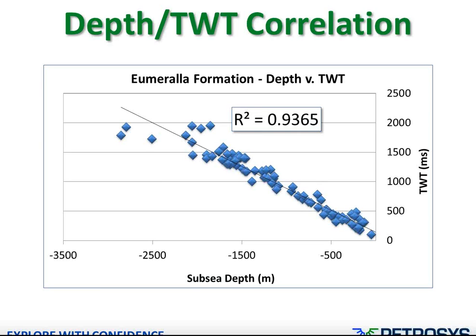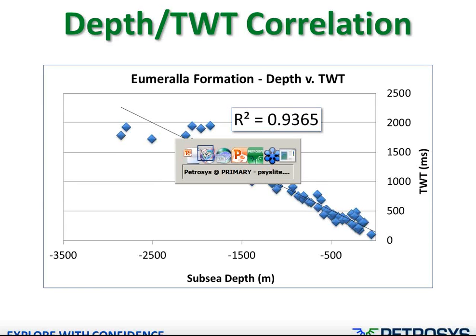So what I've done to generate this graph that you're now looking at is I've taken that two-way time grid and I've back interpolated it to my well control. I've then generated this cross plot and worked out the correlation between depth and two-way time. And as you can see, that correlation is linear, and the correlation is 0.93, which is more than high enough to run Kriging with external drift.